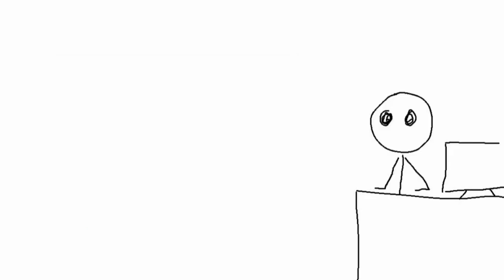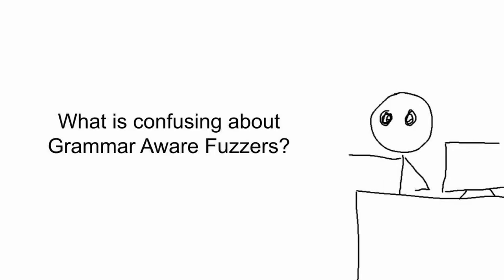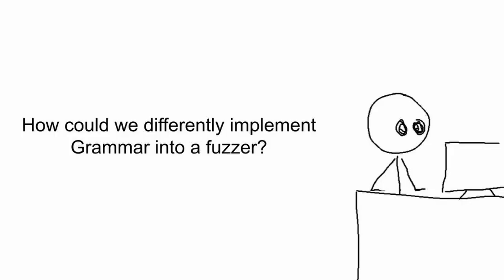Alright, so that was a lot of information to take in. I want to take a little quick pause to ask you some questions. 2 questions I have are, what is confusing about grammar-aware fuzzers? I know that's a lot of information and maybe there's something I'll be able to clarify. As well as, how could we differently implement grammar into a fuzzer as opposed to this traditional way of implementing it with the parse trees that I've outlined?